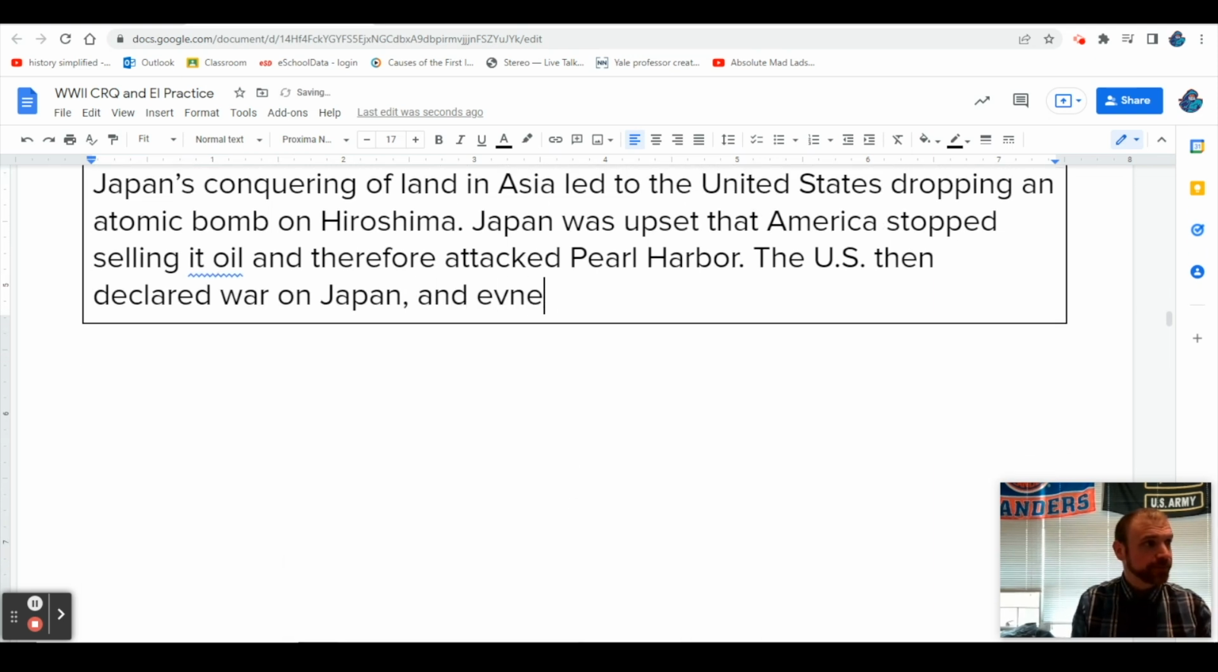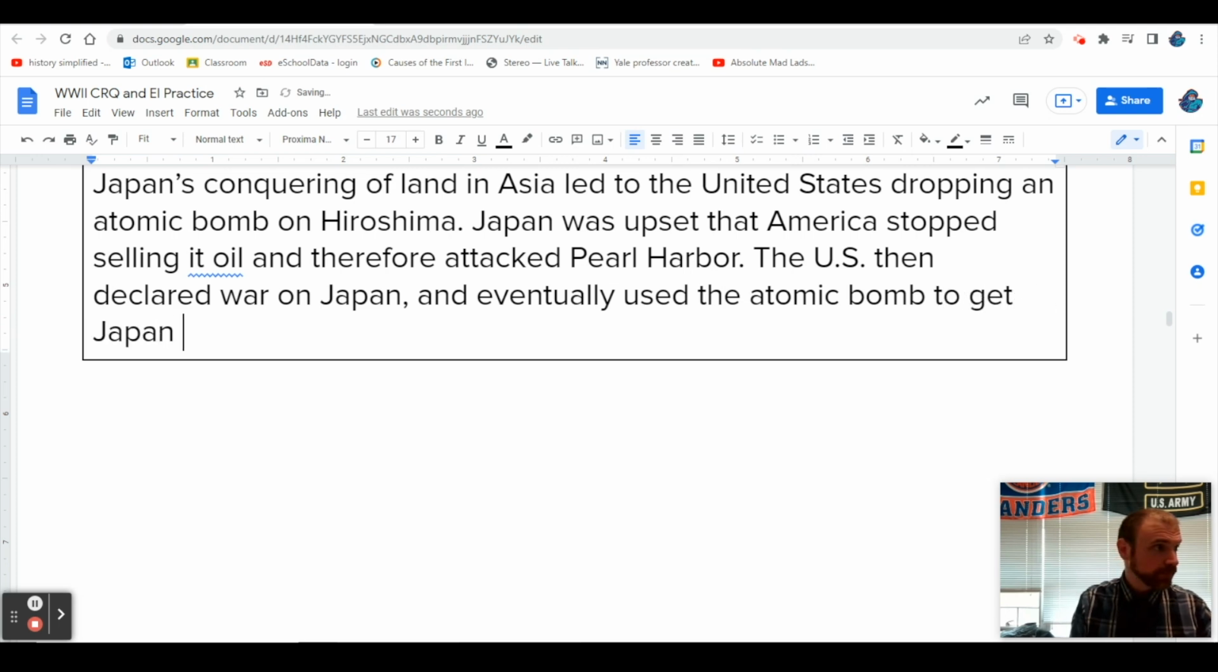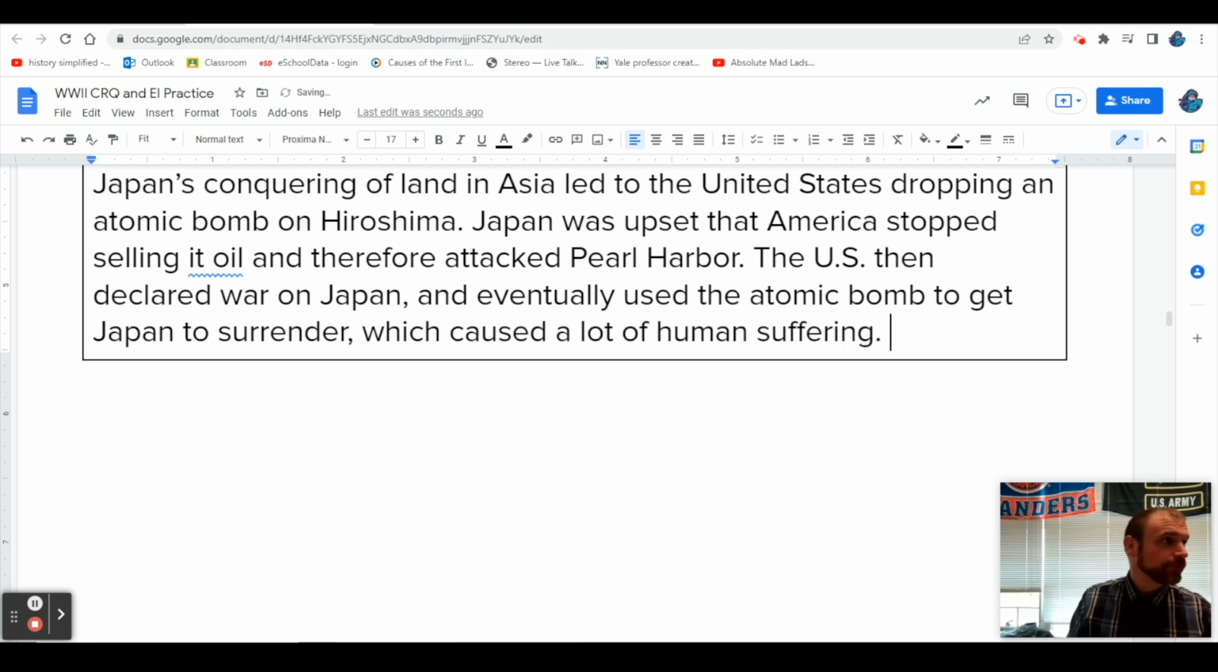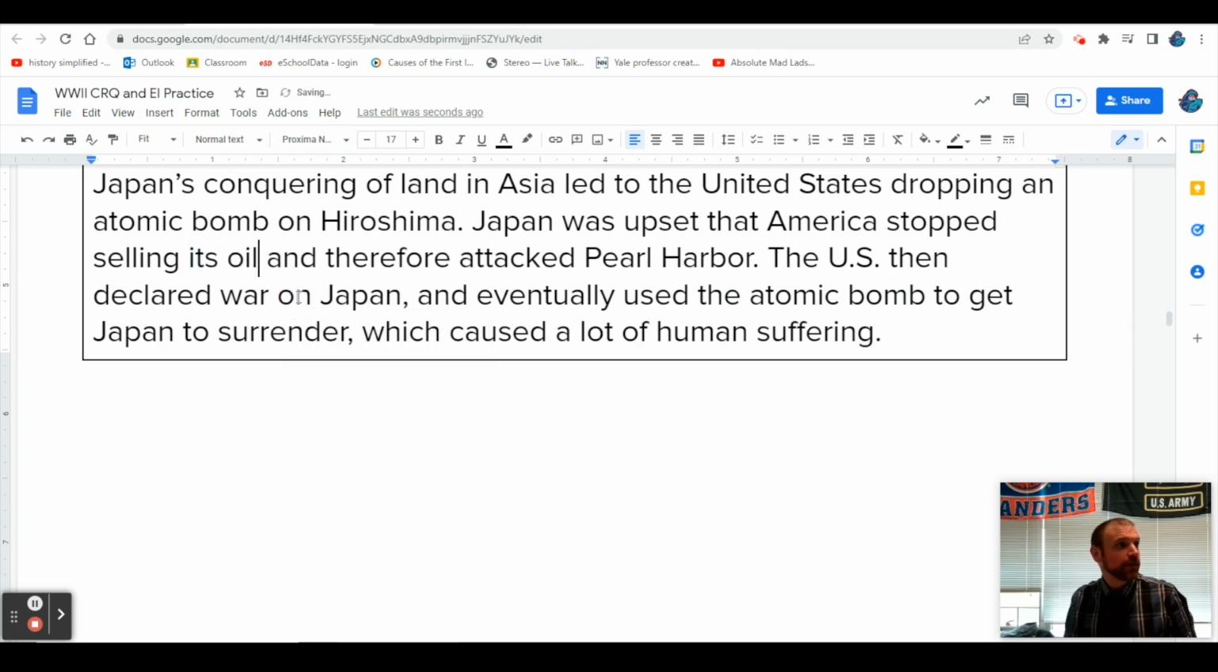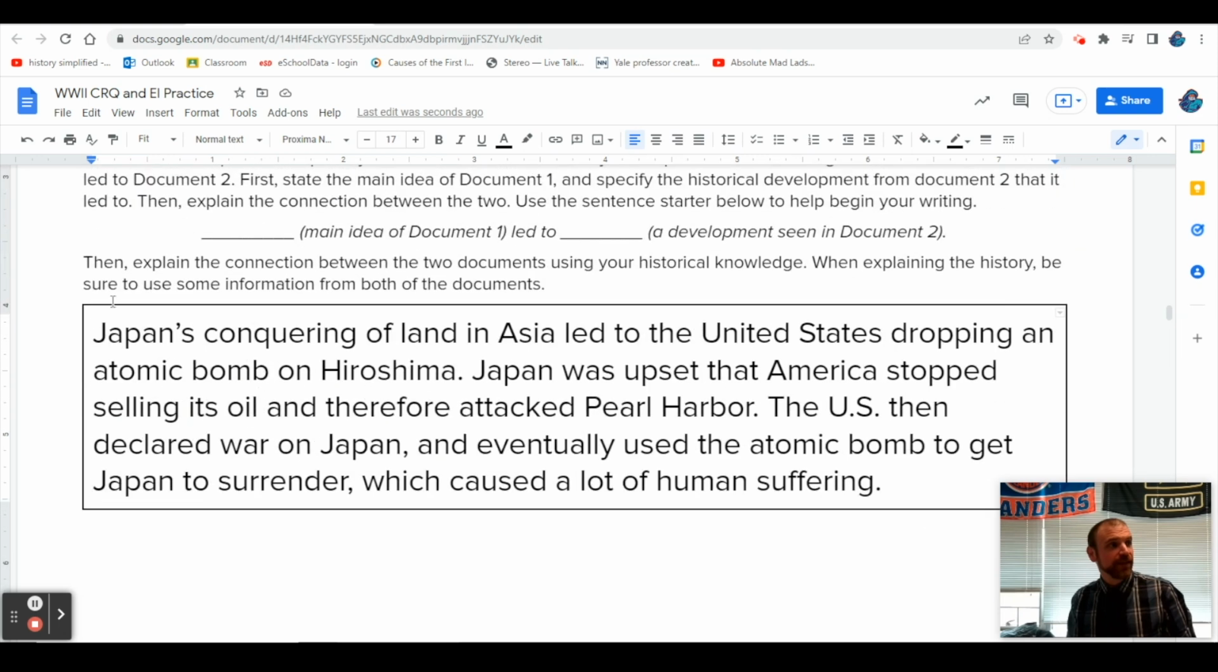And eventually used the atomic bomb to get Japan to surrender, which caused a lot of human suffering. Okay, this last bit here is evidence from document 2. Remember, you have to use evidence from both documents in your answer. Okay, so I stated something from document 1 that led to something in document 2, and then I explained it. I tried to give the full story.